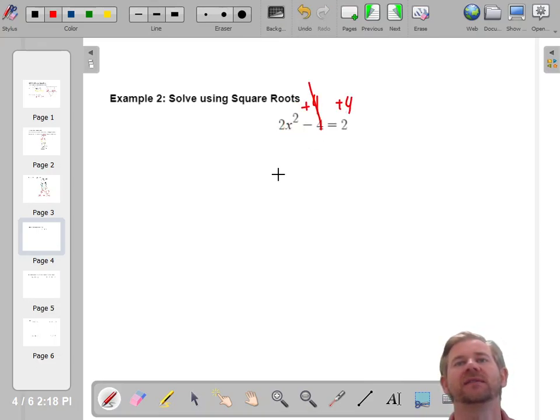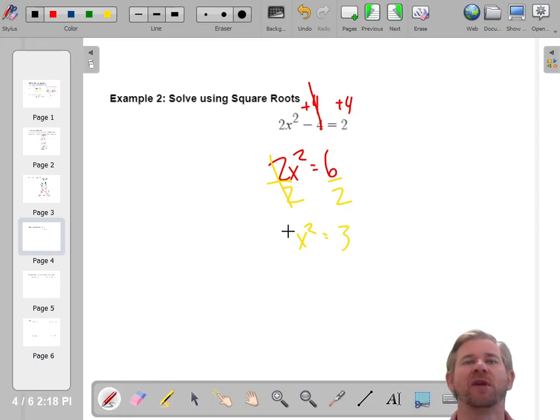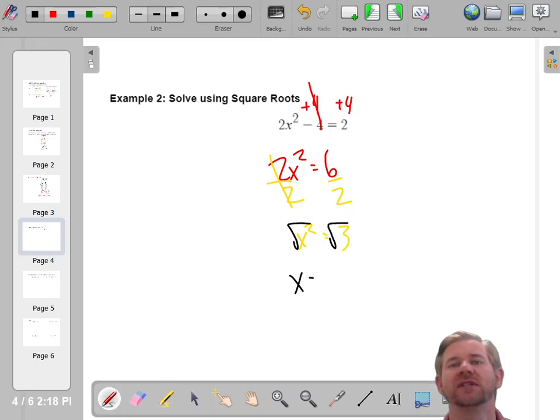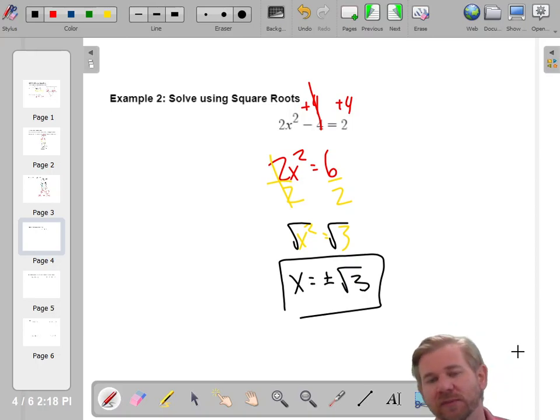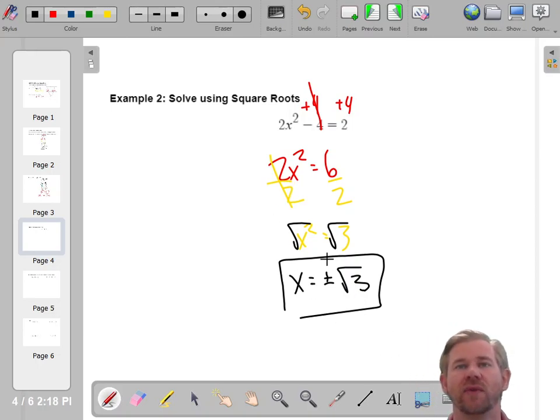Add 4 to both sides. 2x squared equals 4 plus 2 is 6. Divide both sides by 2. X squared equals 3. Well, 3 is not a perfect square, so what I'm going to do is just leave it as plus or minus radical 3. I'm going to simplify that radical, but radical 3 is already simplified, so that's it. Plus or minus radical 3.